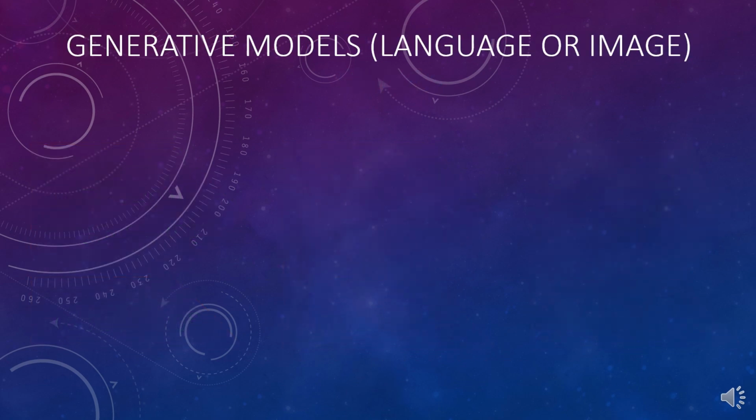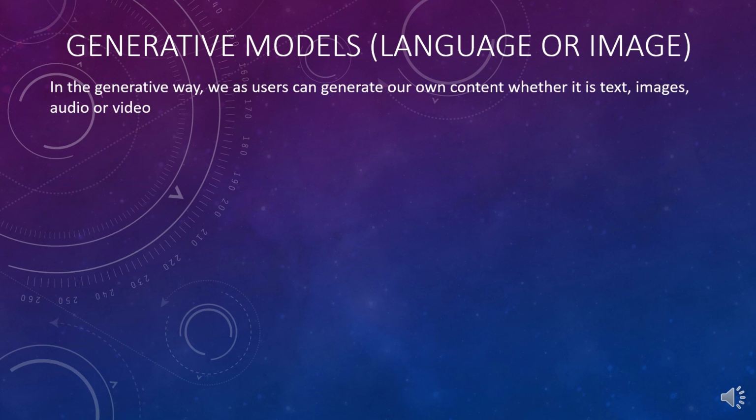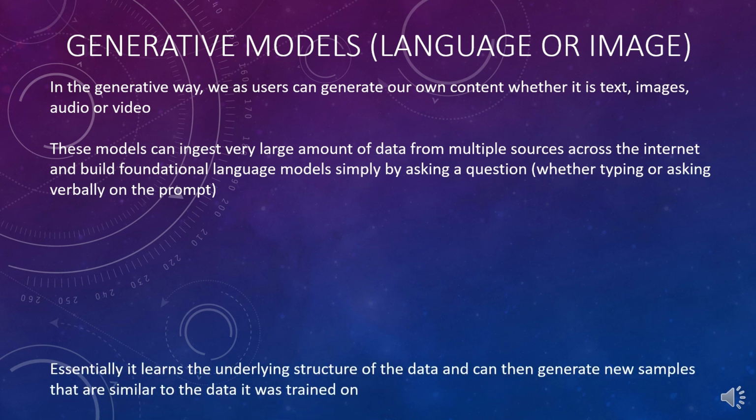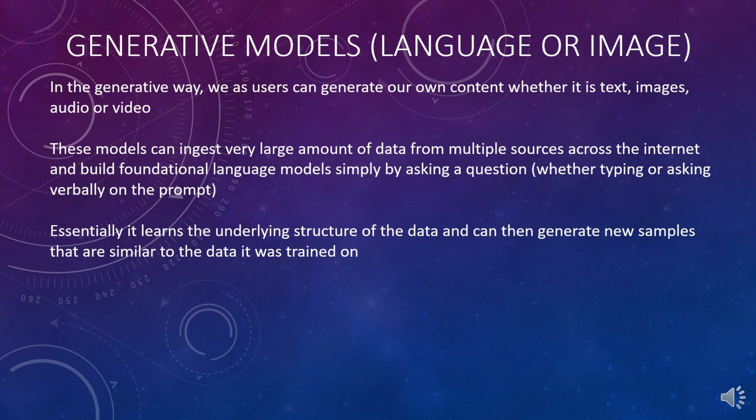Now we move on to further details about generative models. As mentioned earlier, I would like to give a brief description of generative models, either language or image. In the generative way, we as users can generate our own content, whether it's text, images, audio, or video. These models can ingest very large amounts of data from multiple sources across the internet and build foundational language models simply by asking a question. You can do it whether by typing or asking verbally on the prompt. Essentially, it learns the underlying structure of the data and can then generate new samples that are similar to the data it was trained on.